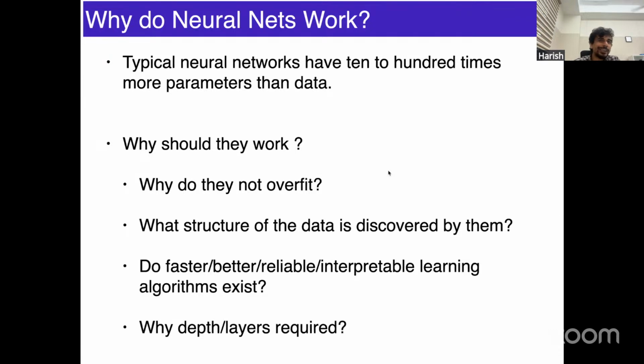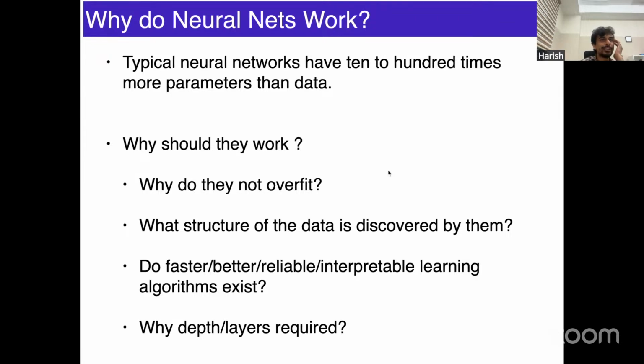And more practically, you can ask the question: is that it? Have we already hit the holy grail of machine learning, and is there no frontier further to explore? Do faster, better, more reliable, or more interpretable learning algorithms exist, or have we already hit the maximum possibility?